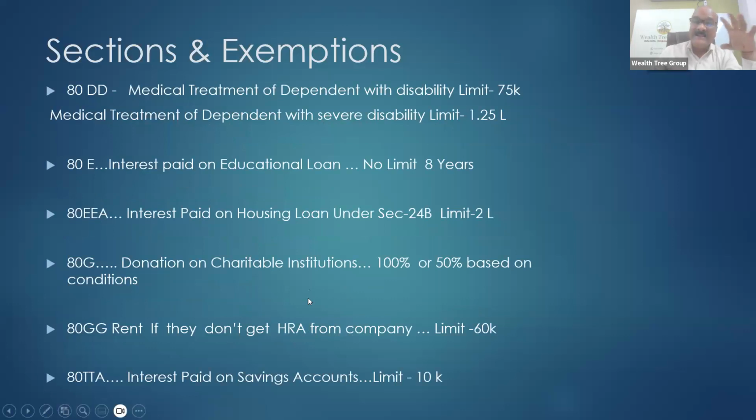And 80DD is medical treatment for the disabled, 80E is interest paid on educational loan, and 80EA is interest paid on housing loan under section 24, where there is a 2 lakh exemption. That means you are buying a house and paying interest on that loan, and that interest can be claimed under this. 80G is a donation that you give, and 80GG is if you are paying rent and your company is not paying HRA, then up to 60,000 you can claim. And 80TTA is interest paid on savings accounts up to a limit of 10,000. So is everybody clear? These are all the deductions available under the old regime.